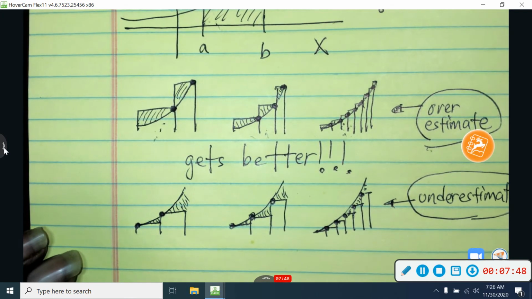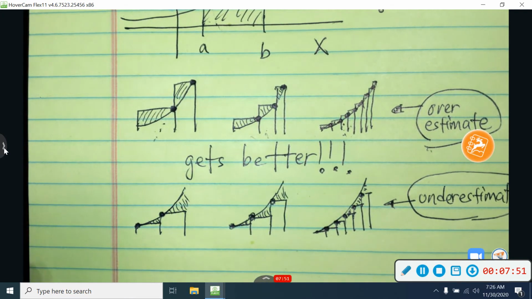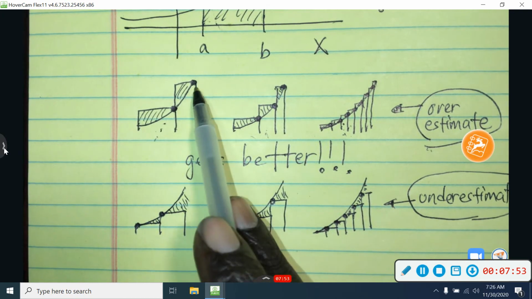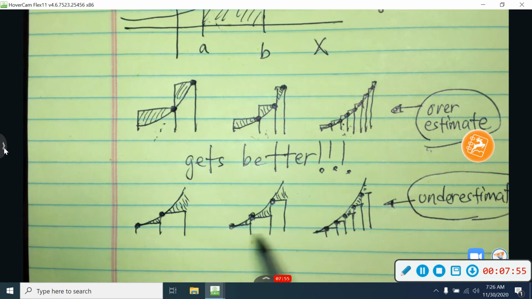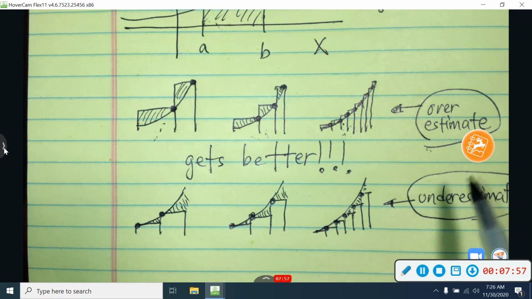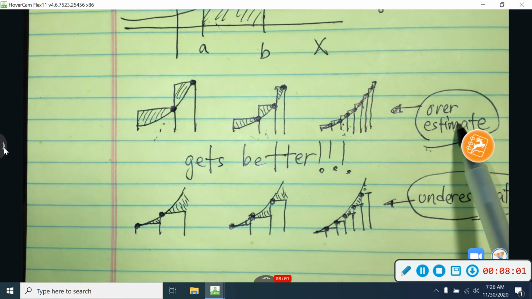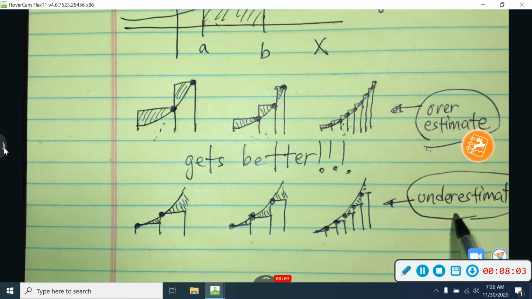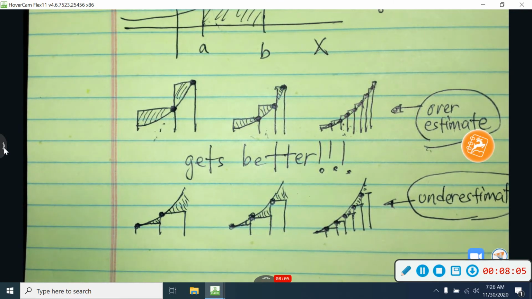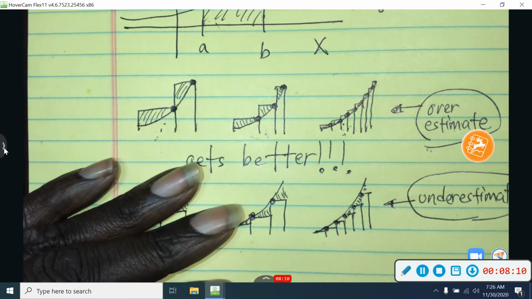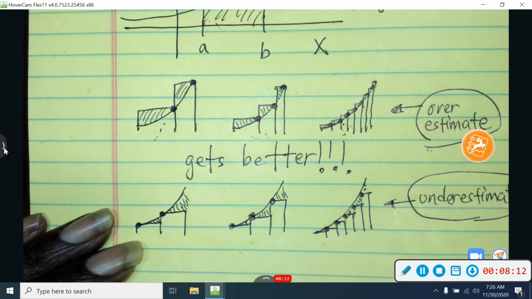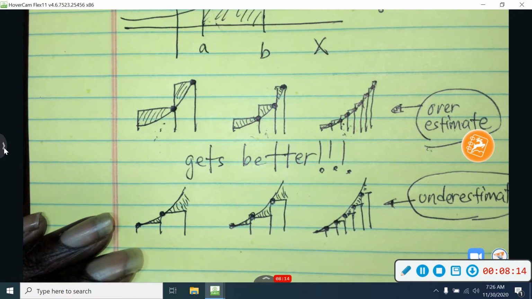So the real area is in between these two things, using the right-hand endpoints for the heights or using the left-hand endpoints for the heights. The real area is in between these numbers somewhere, because one's an overestimate of the real area and one's an underestimate of the real area. Okay? Now let's attach mathematics to this.